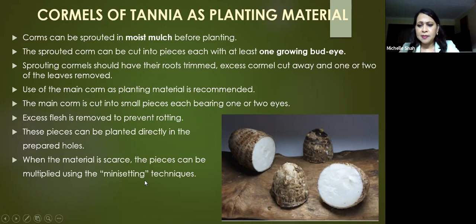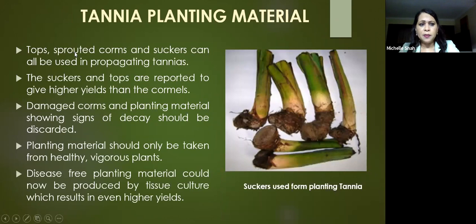Tanya planting material: the tops, sprouted corms, and suckers can be used in propagating tanyas. So these are the suckers used to form the planting material. The suckers and tops give higher yields than the cormels. Damaged corms and planting material showing signs of decay should be discarded. Planting material should only be taken from healthy, vigorous plants, and disease-free planting material can now be produced by tissue culture, which results in even higher yields.